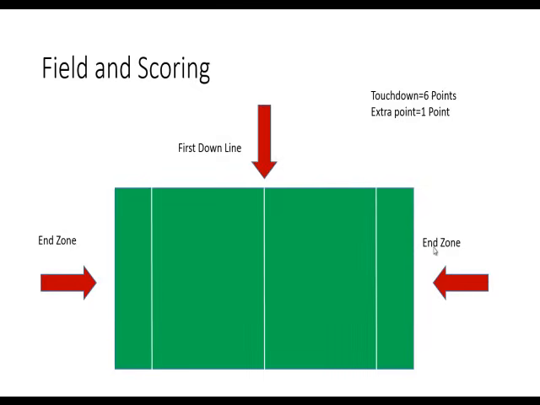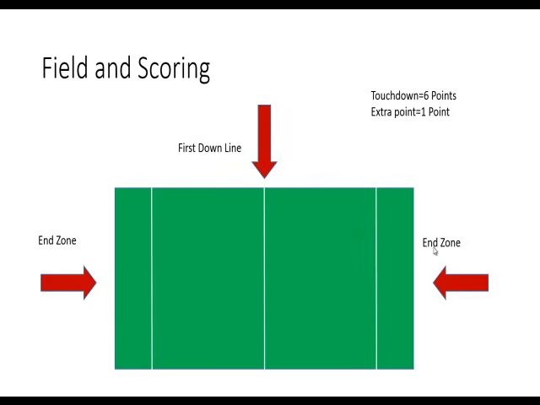A typical flag football field is laid out like this. In normal flag football fields, there are more zones. For our purposes, we're only going to use these 3. The 2 zones on the end are the end zones. That's where you're trying to get to score. The line in the middle is the first down line.